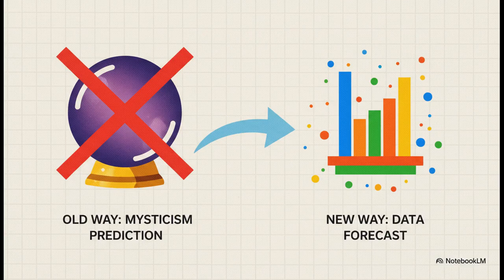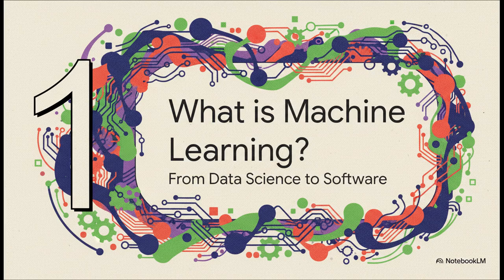And that's really the fundamental idea. Machine learning isn't using some kind of crystal ball, nope. It uses data. It learns from all the stuff that's already happened to make a really good, educated guess about what's coming.